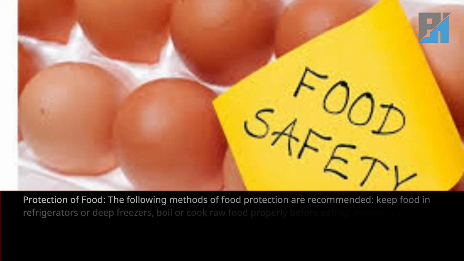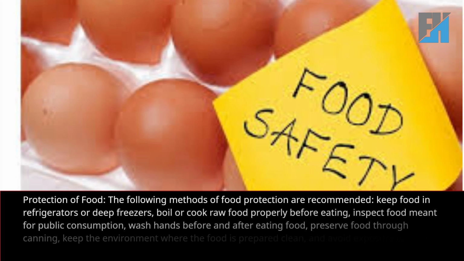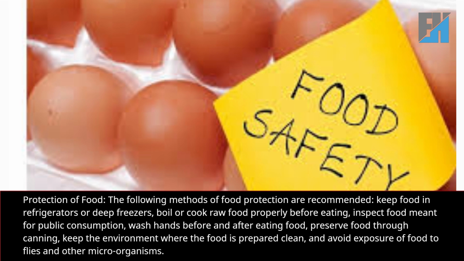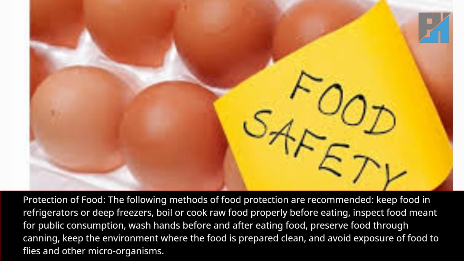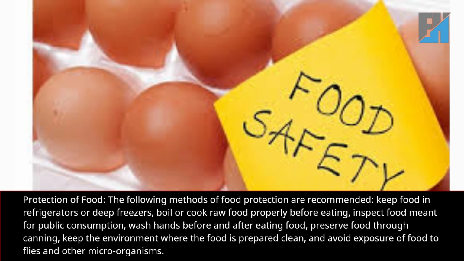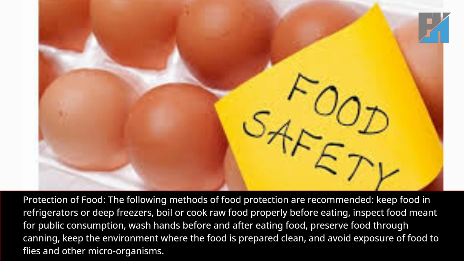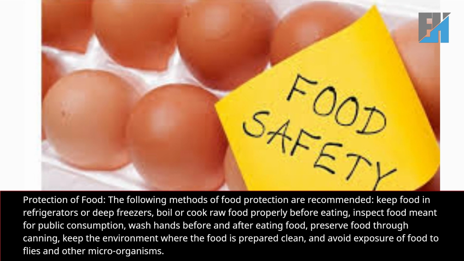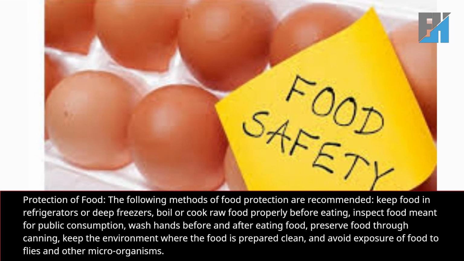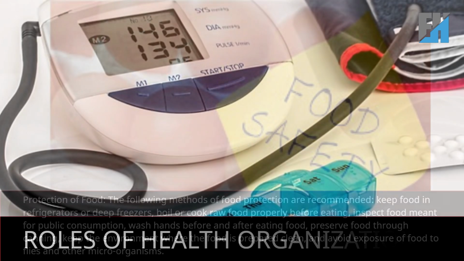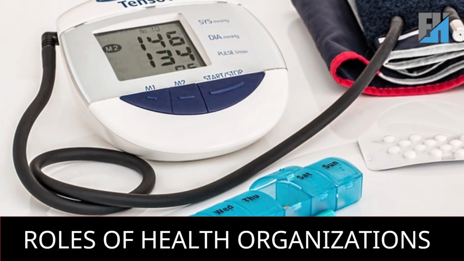Protection of food. The following methods of food protection are recommended: keep food in refrigerators or deep freezers, boil or cook raw food properly before eating, inspect food meant for public consumption, wash hands before and after eating food, preserve food through canning, keep the environment where the food is prepared clean, and avoid exposure of food to flies and other microorganisms. Roles of health organizations.